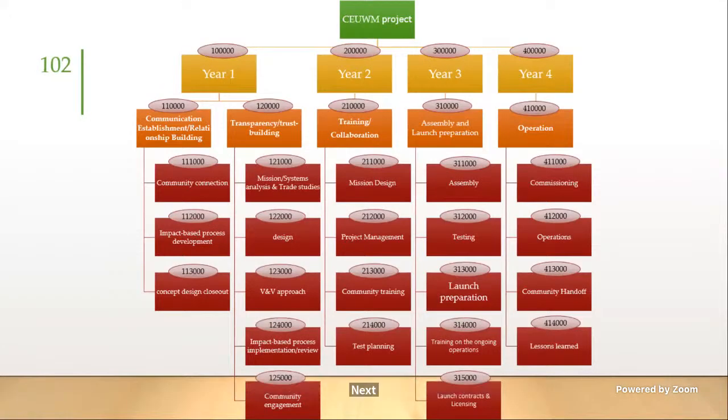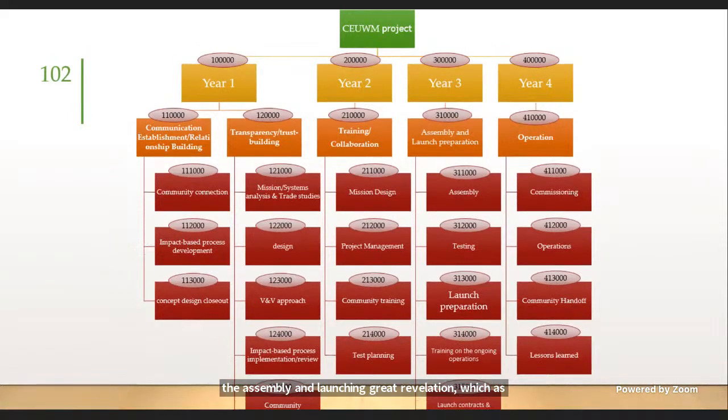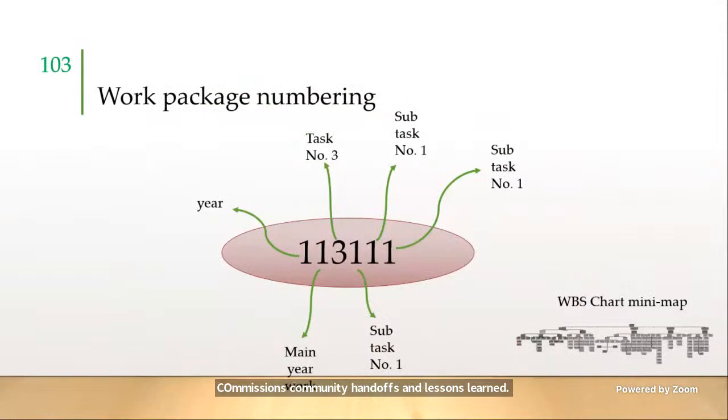Starting with the updated work breakdown structures in the 4 years, which will be explained in more detail later on. The first year is for relations building, the next year is for training the community, and the third year for the assembly and the launching preparation, which, as you can see, contains work packages such as assembly, testing, preparation for launch and licensing. The fourth year is for operations, which contains commissioning, community handoffs, and lessons learned. As I said, this will be explained later.